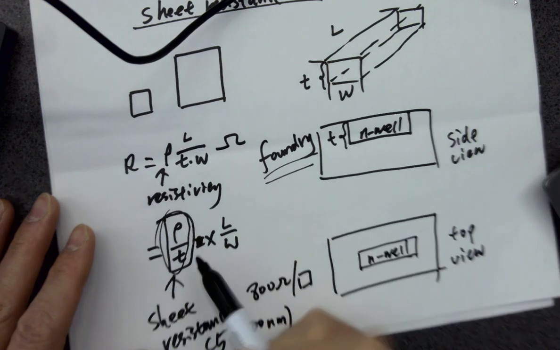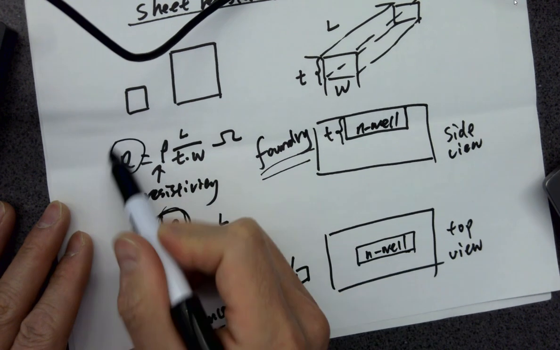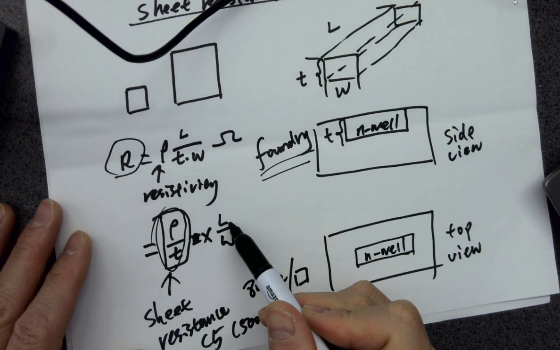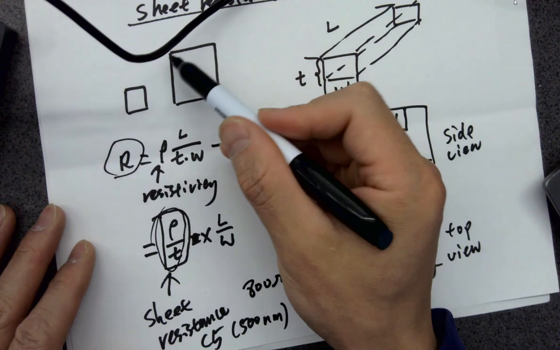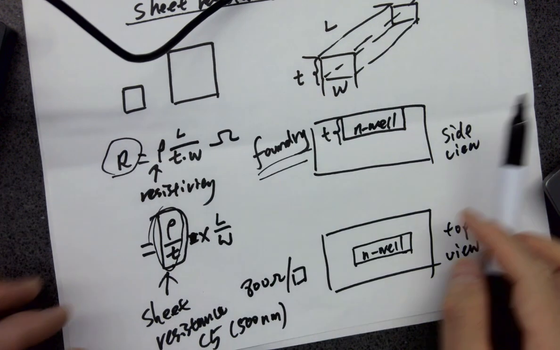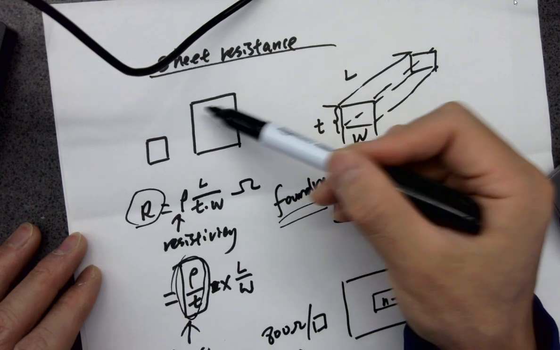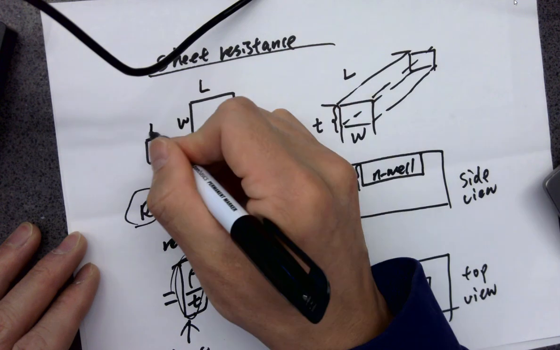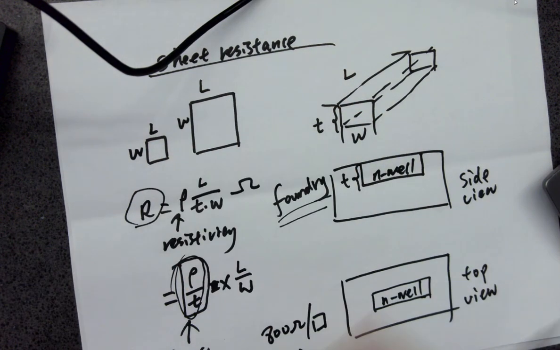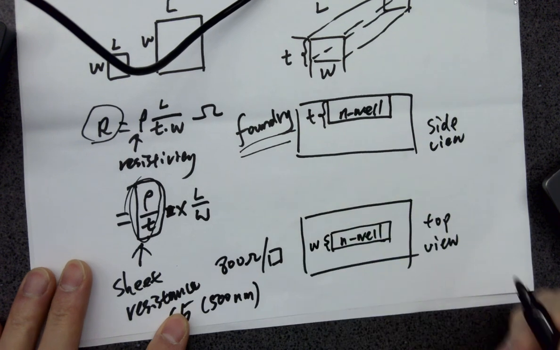So in that case, if this is not changing, the resistance depends on the ratio of the length and width, right? So if you have the same ratio, the resistance is not changing. And that is why a smaller square and a bigger square have the same resistance, because they have the same L to W ratio, right? Does that make sense?